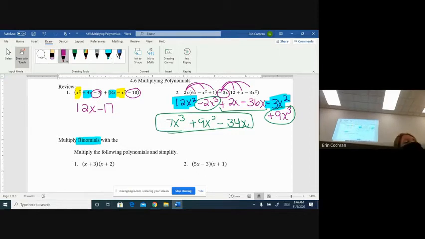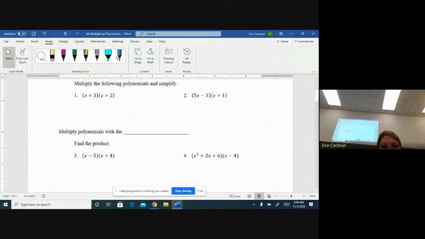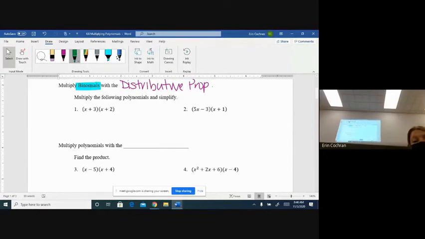There are multiple ways to do it, okay? The first way is we're going to use the distributive property. To use the distributive property, what we do is we break apart the first one. I'm going to take x, and I'm going to take plus 3. Break apart the first one. And then I'm going to set the x plus 2 next to each of these.